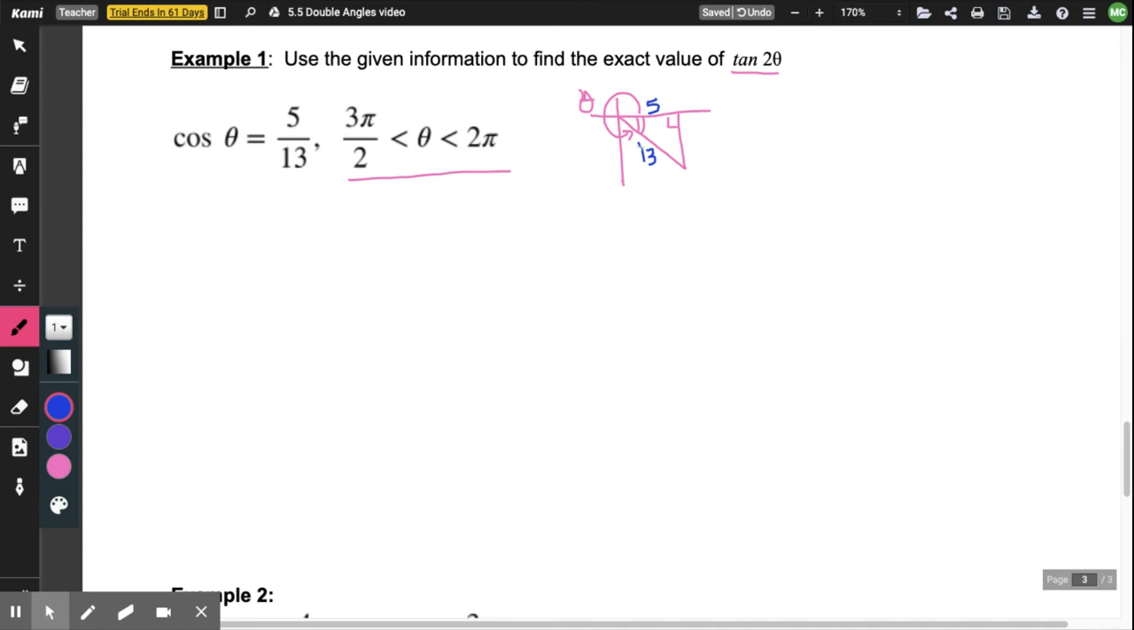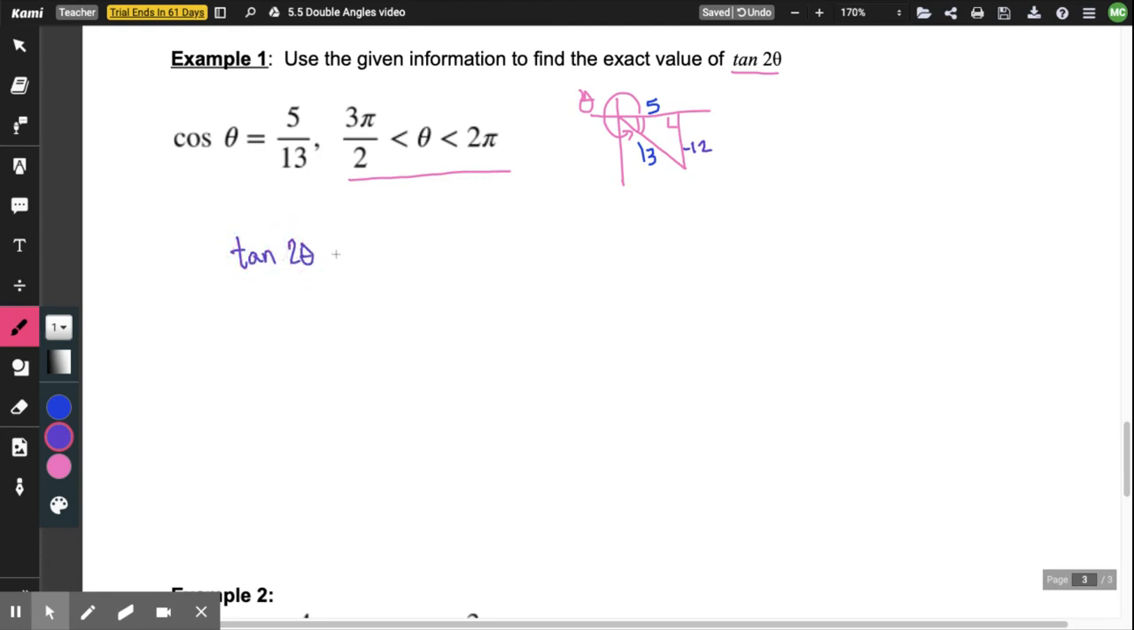So I could use this to figure out the missing side, the missing y. I could use Pythagorean theorem, but hopefully at this point you recognize that this is a Pythagorean triple. So the missing side would be 12. Now here in quadrant 4, the y values are negative, so I would really need to have a negative on that. Now that I have that, I can find what I need for tangent of 2 theta.